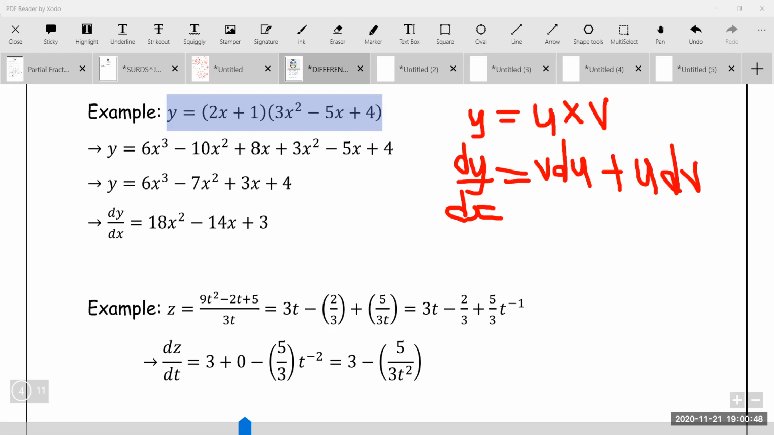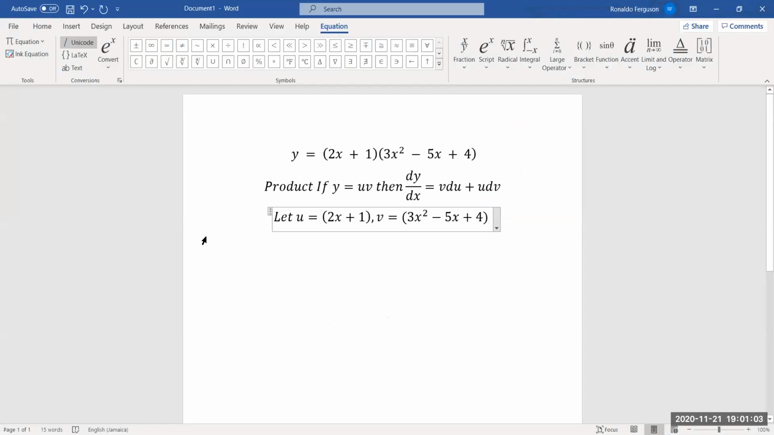Sir, are you using another screen? Oh, you're not seeing it? I'm looking at the one where you have the example. I see what happened. I was right here. My apologies.